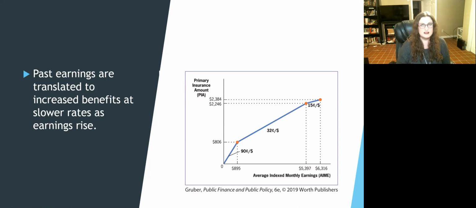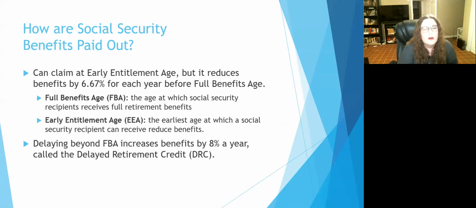Past earnings are translated into increased benefits, but at slower rates. The person who made $15,000 a year is going to see a relatively large chunk of money compared to that $15,000 when they retire as their retirement benefit. Someone who makes $5 million a year is not going to see that same percentage of the $5 million as the person had of the $15,000, right? They're going to have a slightly smaller percentage of what that $5 million was, because the amount of benefit goes down the more money you make. Or, well, I guess the percentage increase goes down the more money you make.